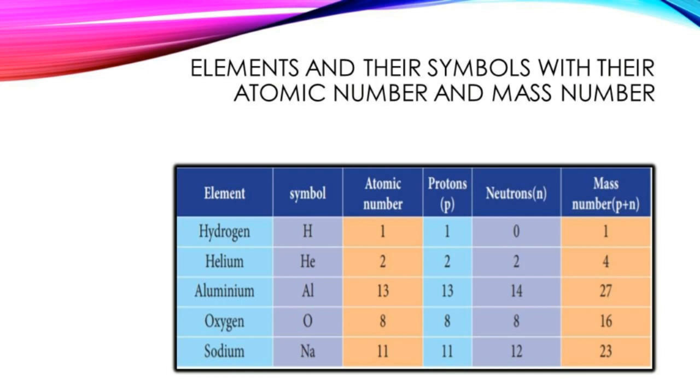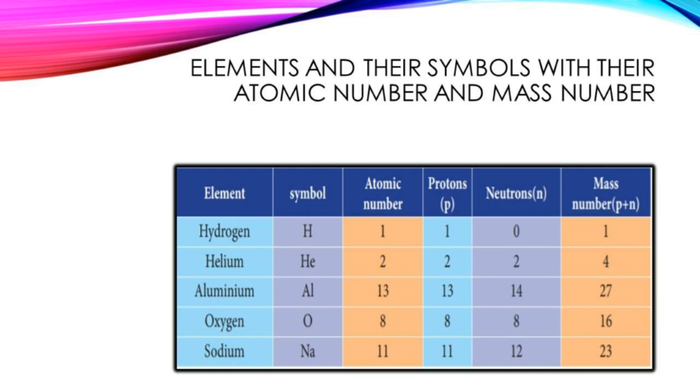Next, aluminium, symbol Al, atomic number is 13. So the number of protons is also 13, and the neutrons are 14. The mass number is the number of protons plus the number of neutrons. So 13 plus 14 is equal to 27. Next, oxygen, symbol is O, atomic number is 8, the protons are 8 and neutrons are 8. So the mass number is 8 plus 8 is equal to 16.